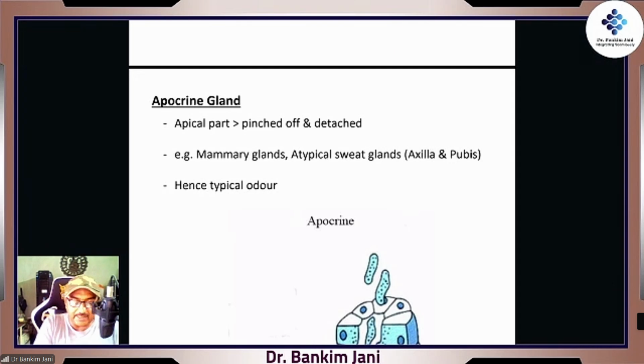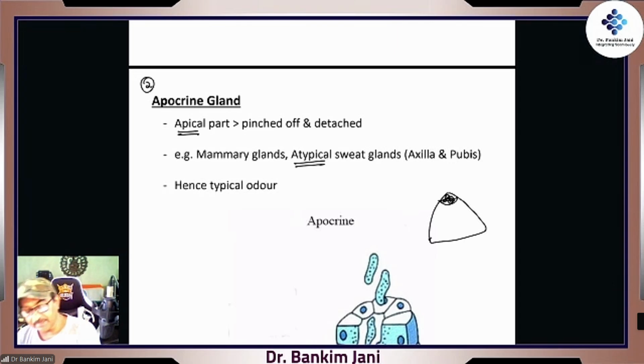The next one is the apocrine glands. Apo is apex, so the apical part. So this apical part of the cell is pinched off and it is detached. Right? So the cell is broken. Mammary glands and atypical sweat glands. Atypical sweat glands are, for example, the sweat glands of the axilla and the pubis. There is a typical odor or smell.